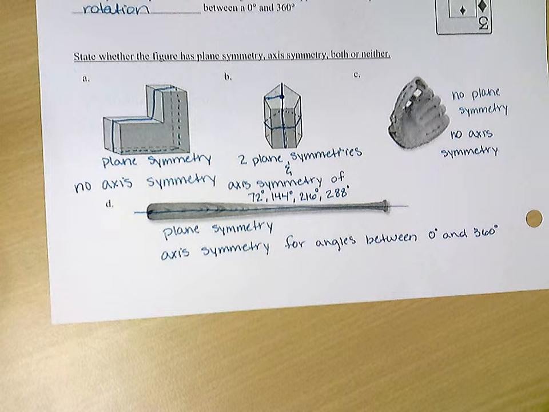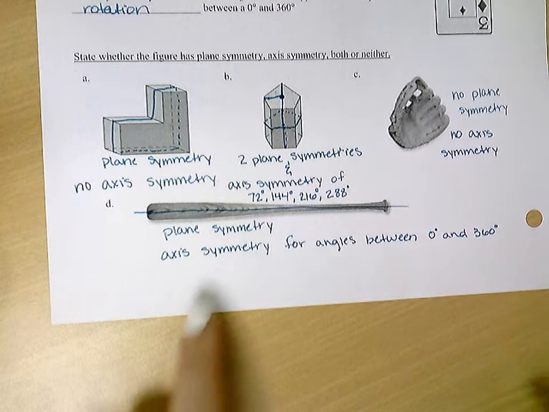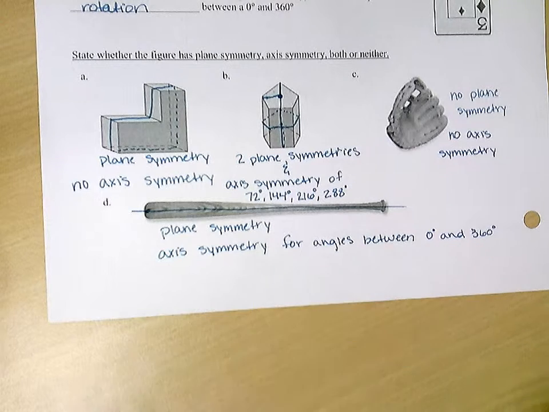You could rotate it through 17 degrees, and it'll map onto itself. You could rotate it through 25.425 degrees and it'll map onto itself. So if you have that circular figure, it has axis symmetry for angles between 0 and 360. Does that make sense? If it has that circular part. So there's one on your assignment.